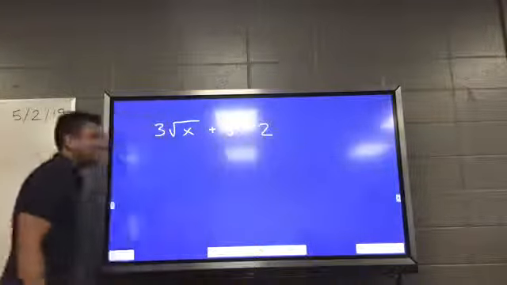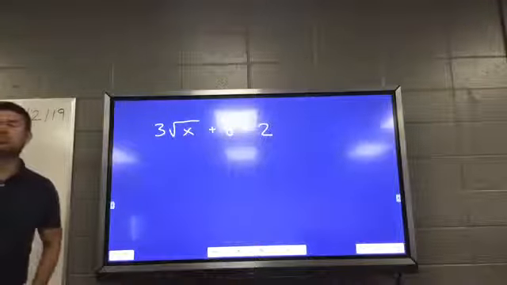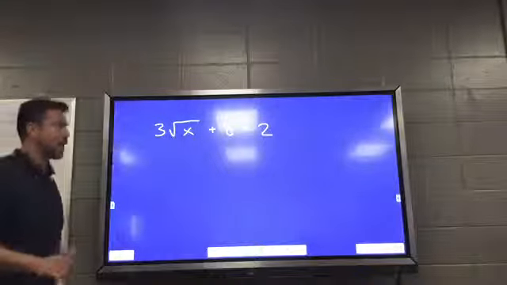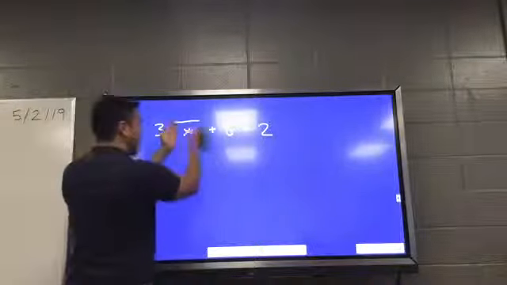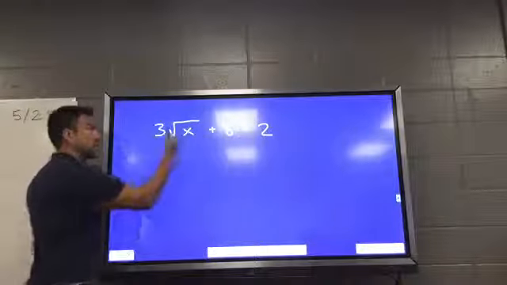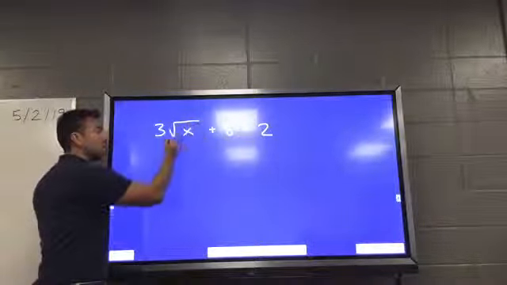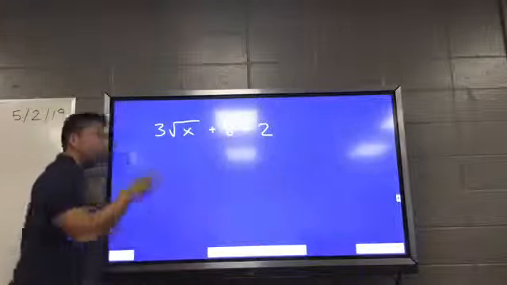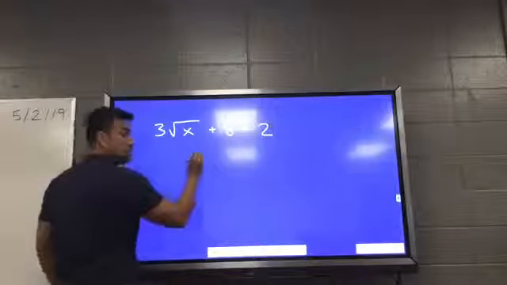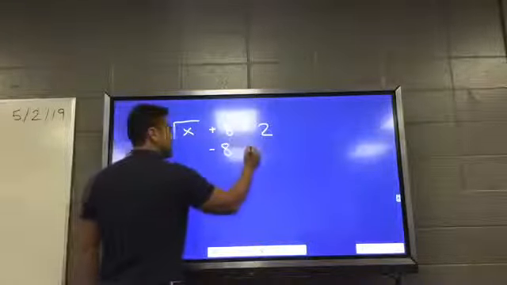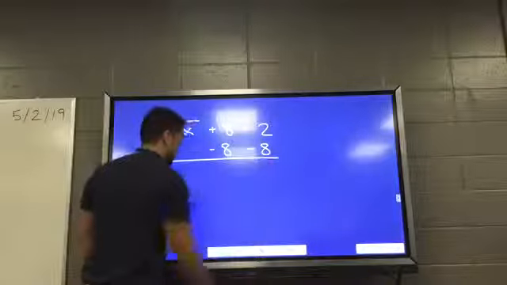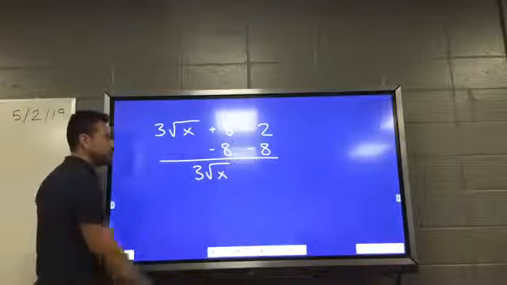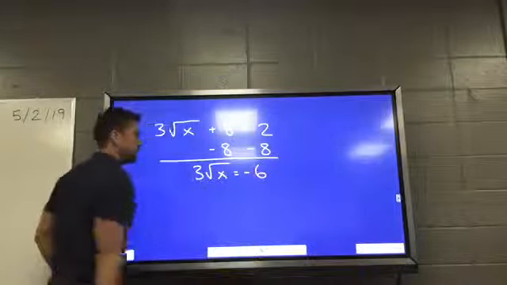What's your first step on these problems? You have to isolate the radical, which sometimes is by itself or has things added to it. Look at the radical. What's happening to the radical first? Multiplied by 3, and then it's being added with 8. You have to undo the thing that happened to it secondly. So you get 3 times the square root of x equals negative 6.